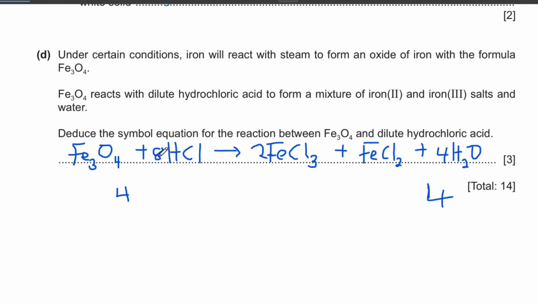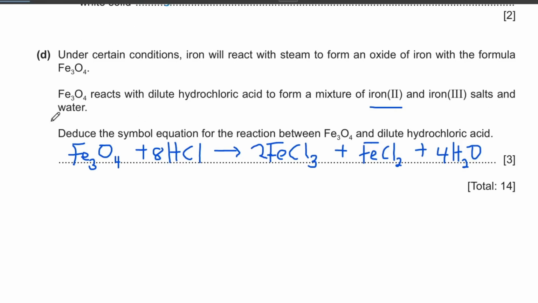Next is chlorine. We have 8 chlorine on the reactant side. On the product side, we have 2 times 3 is 6, plus 2, that's 8. So therefore, the equation is balanced, and that is the symbol equation for the reaction between Fe3O4 and dilute hydrochloric acid to give us an iron 2 and iron 3 salt and water.